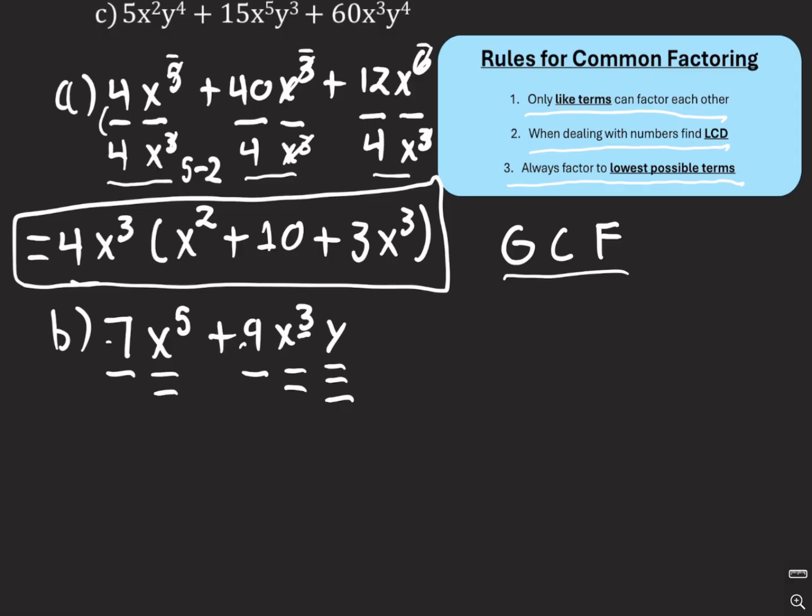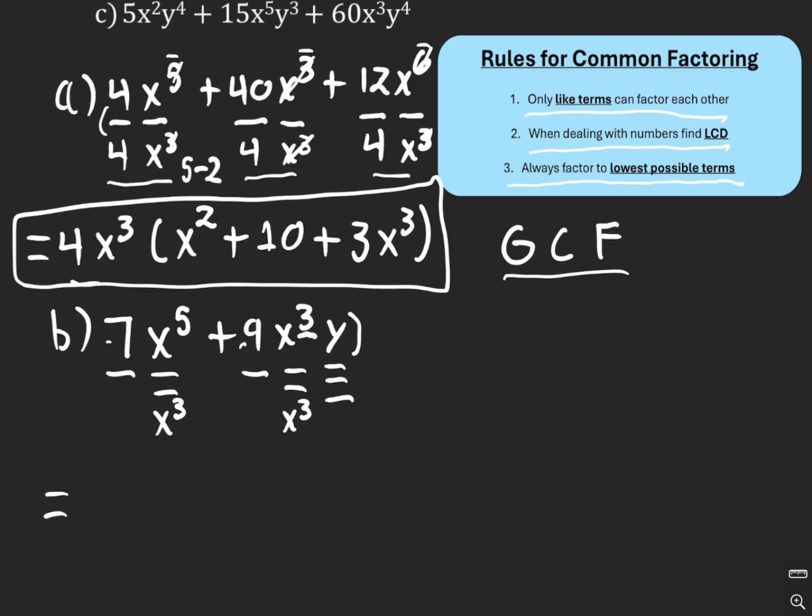We're going to look for the lowest number, so x to the 3. So that means we can factor out x cubed from each of these terms. And now this y here. Well, y is only in this right term over here. It's not in that left term, meaning we won't be able to factor that out either. So the only thing we're going to factor out is this x cubed.